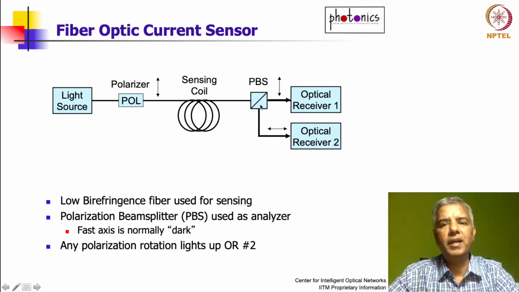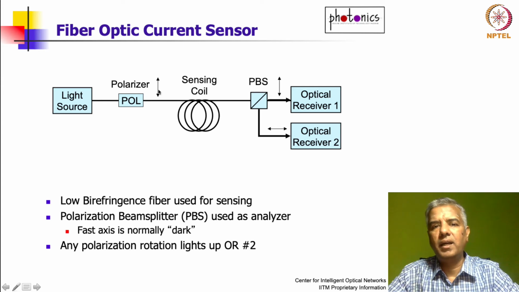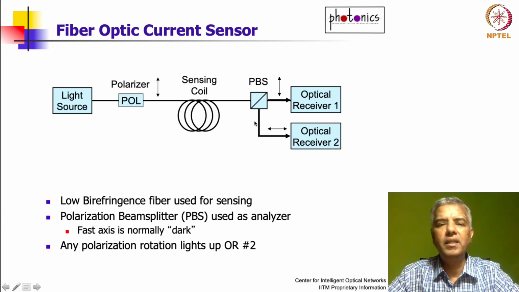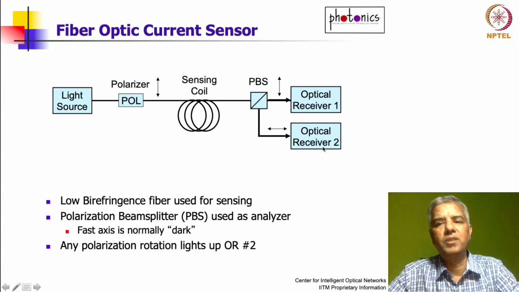It works such that it will allow vertically polarized light in this direction, and the horizontally polarized light will be deflected. I'm sorry about this. This line should actually be the reverse diagonal. There's a small typo there, but nevertheless it deflects horizontally polarized light over here. So if the polarization is maintained in this fiber coil, then all the light would have ended up here, and there won't be any light in optical receiver 2.